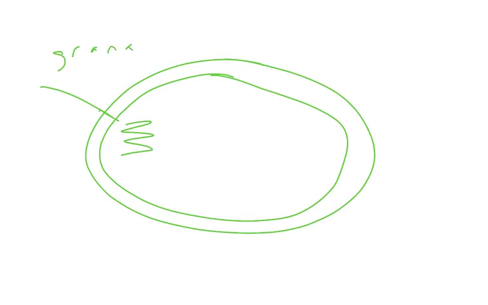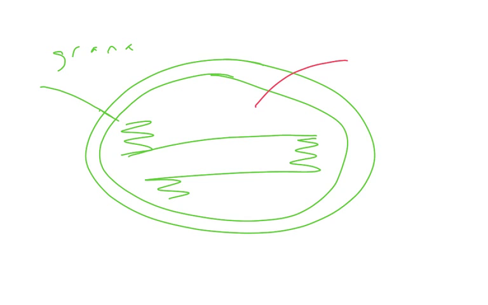And then we have membranes running between them, which, as you said, are called thylakoids. And then you have the cytoplasm in here, which is called stroma. Well done. And what else have we got in the stroma? Do you remember?